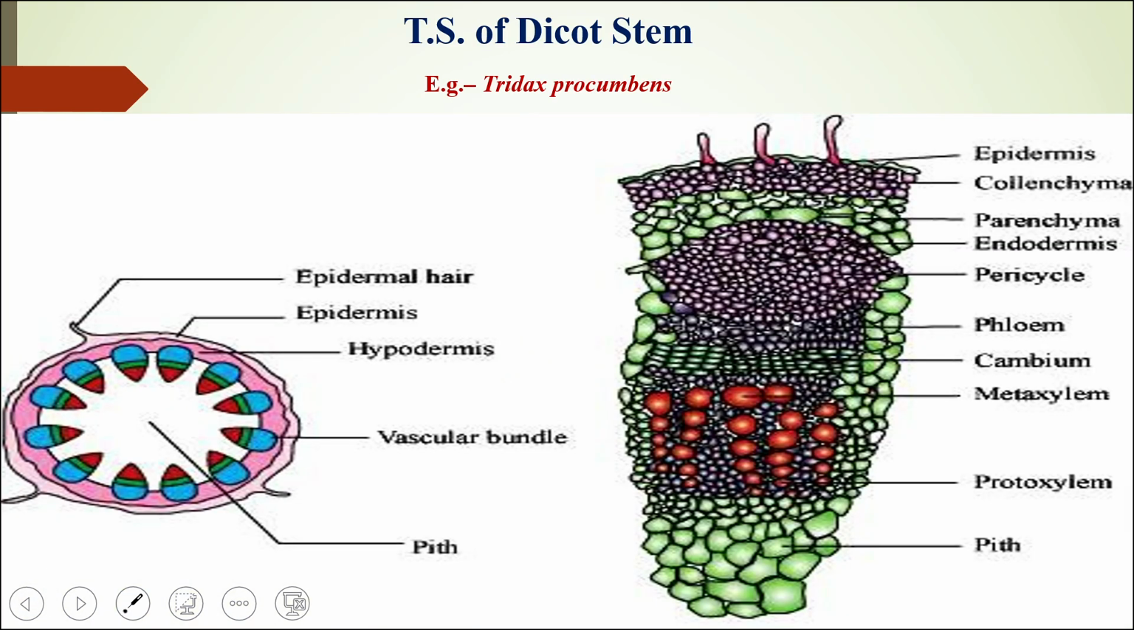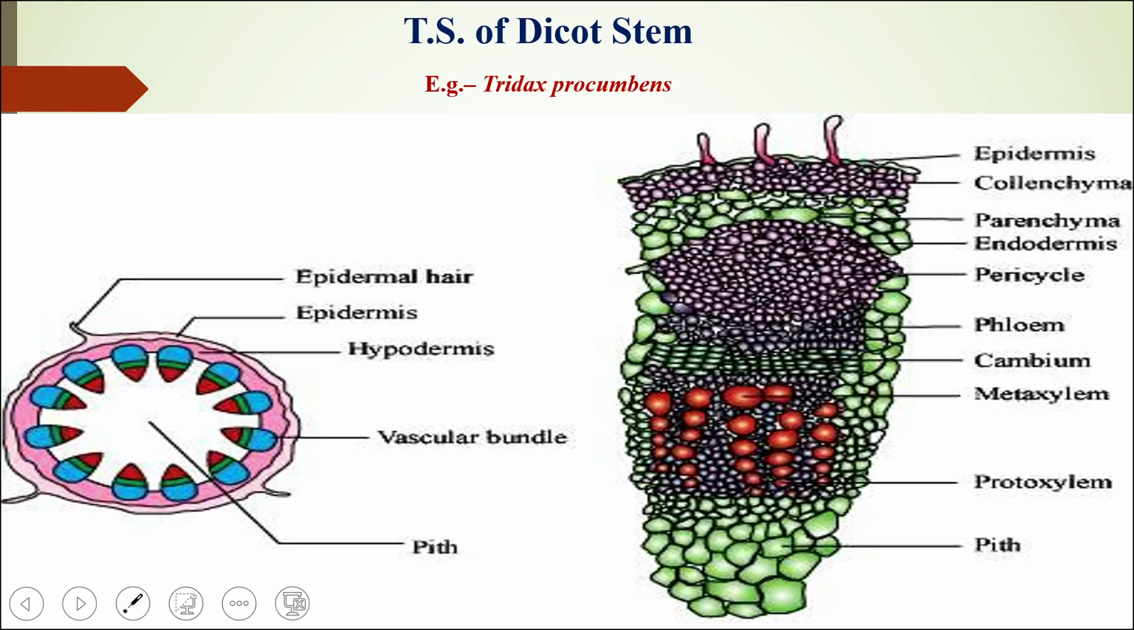Now let me discuss the transverse section of the dicot stem. The example is Tridax procumbens. It belongs to the family Asteraceae. This is the anatomical portion. This is the ground portion, and this is the transverse section of Tridax procumbens. In the ground portion, the outermost layer is the epidermis, then the cortical region, then the vascular bundles arranged in a ring, and this is the pith region.